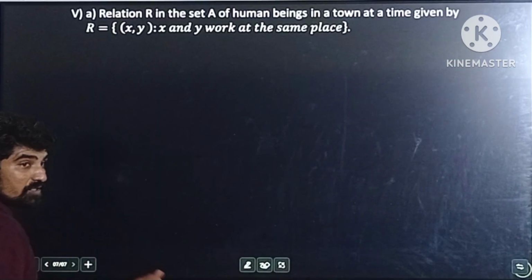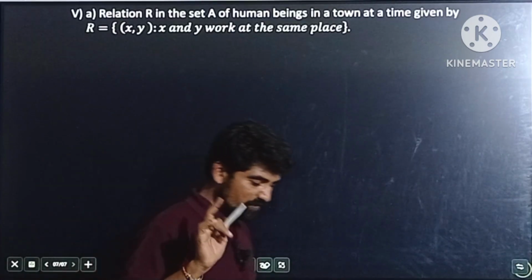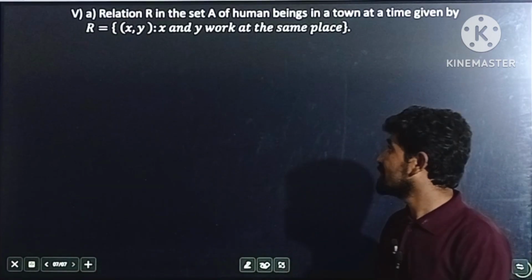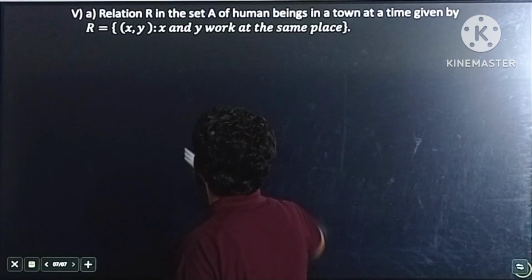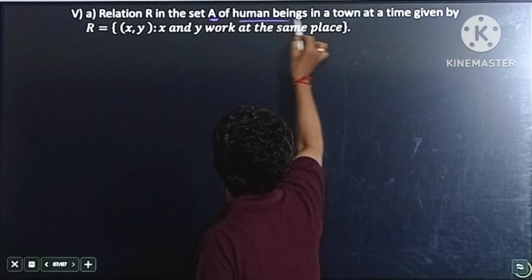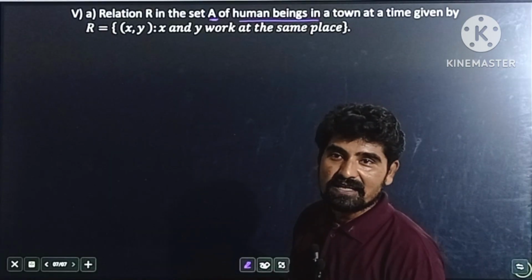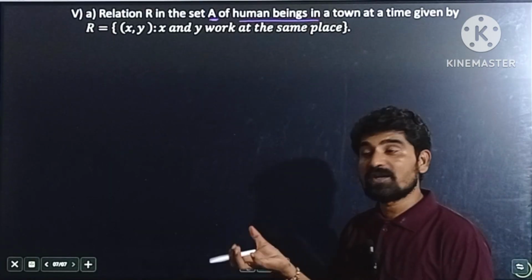The main question is the first question, but in the first question the fifth part has sub questions. And this fifth question is, here he has given that some of the relations depend on the set A. A is a set of human beings. What is set A here? Set A consists of human beings.